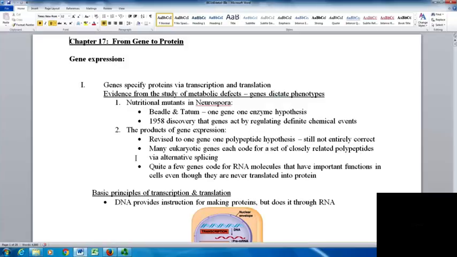They originally thought humans had about 100,000 genes. We're now down to the idea of estimating humans have about 10,000 genes. There are a few genes that are going to code for RNA molecules, and the RNA molecules themselves have important functions in the cells, and they never are translated into proteins.